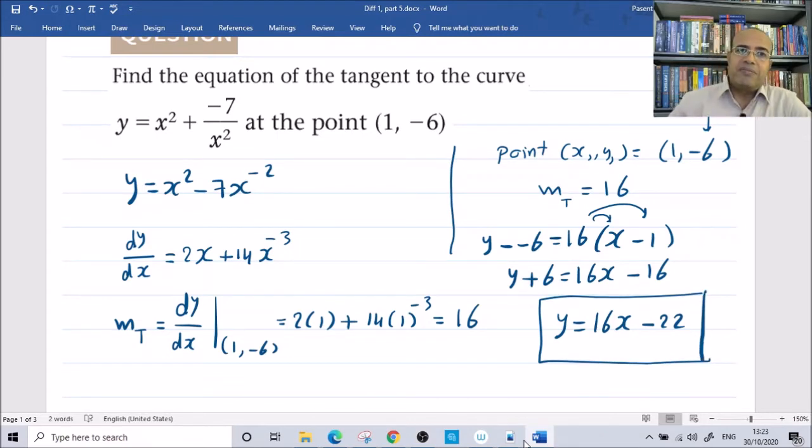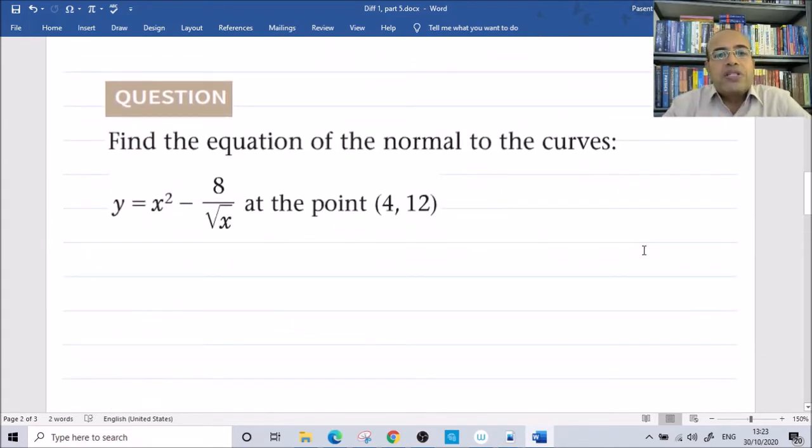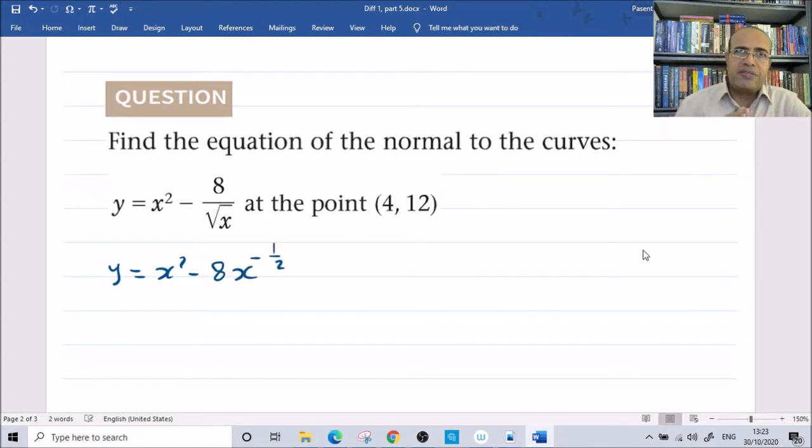Another example, another question. Find the equation of the normal to the curve at this point. First of all, we write each term in standard form. So we write y equals x squared minus. The square root of x is x to the power half. Move it up, it becomes x to the power negative half. So we write 8x to the power negative half. This is the first step.